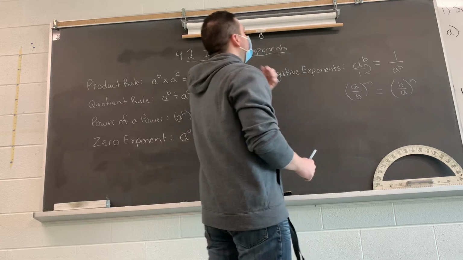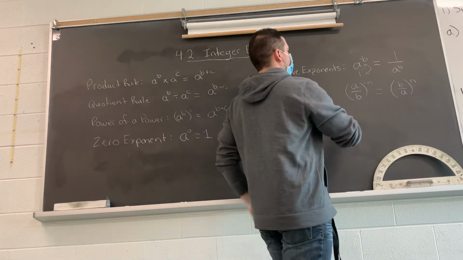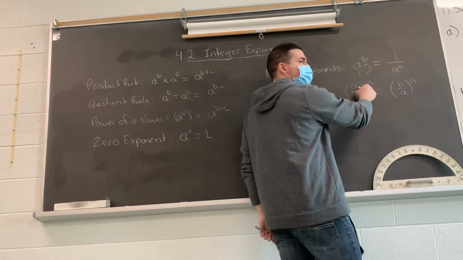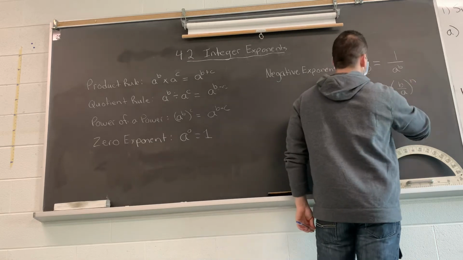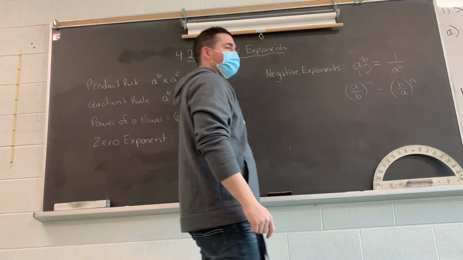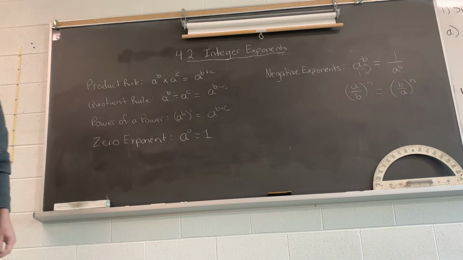Not sure if you touched on these types last year, but again, if you have a fraction with a negative exponent, you flip the fraction. And once you flip the fraction, the exponent becomes positive. Okay, any questions with those ones? The rules?